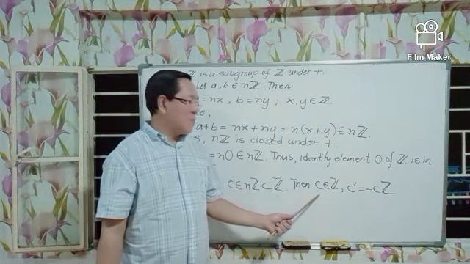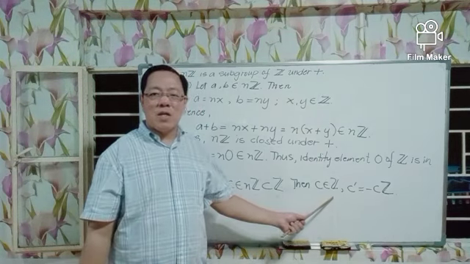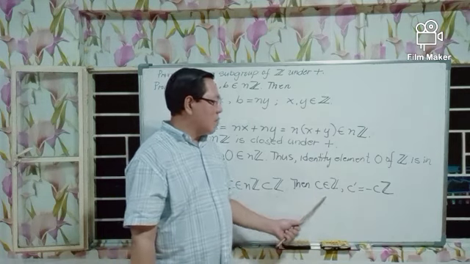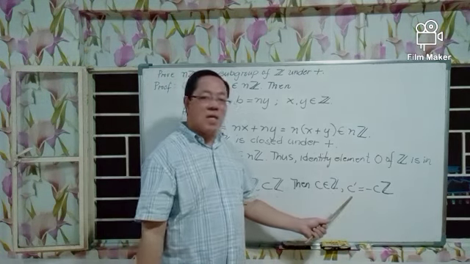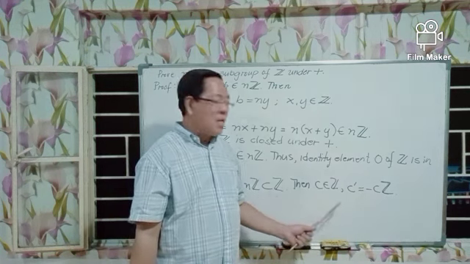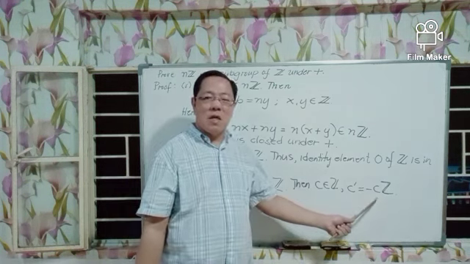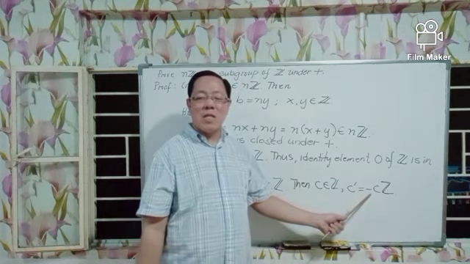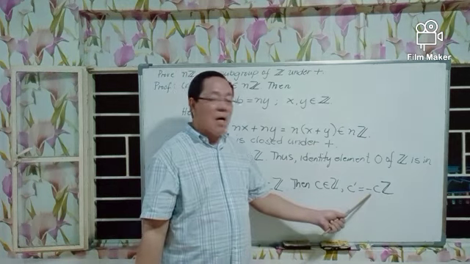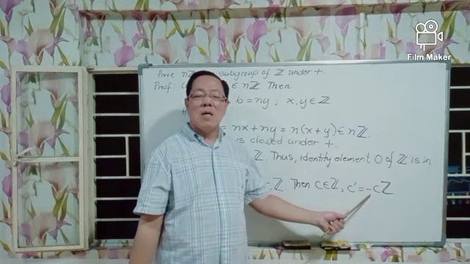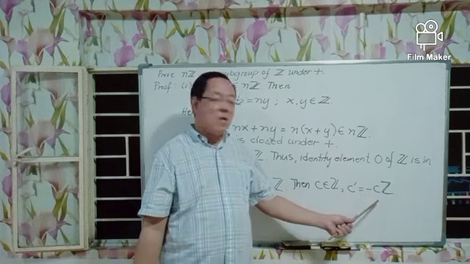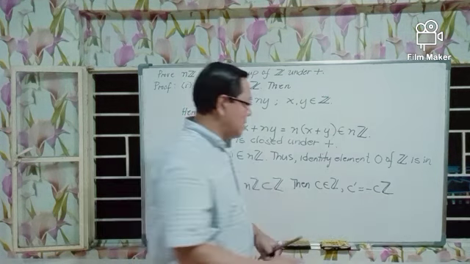Because c is an element of Z and Z is a group under addition, any arbitrary element c of Z has an inverse denoted by c prime, and the inverse of every element of Z is denoted by minus c. And we call this minus c the additive inverse of c. And the additive inverse of c, denoted by c prime, which is actually equal to minus c, is also an element of Z.